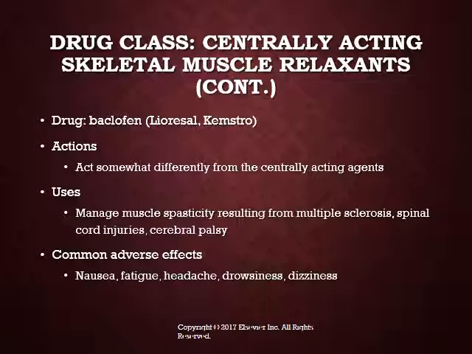So muscle relaxants, baclofen is a common one that you will see. This is used to manage muscle spasticity resulting from multiple sclerosis, spinal cord injuries, cerebral palsy. So these are more of your chronic conditions. Adverse effects can be nausea, fatigue, headache, drowsiness, and dizziness.